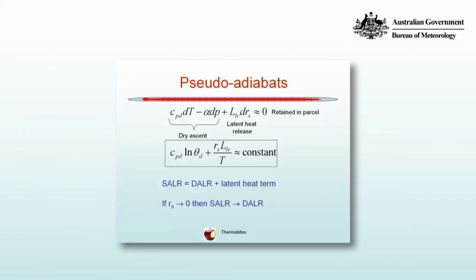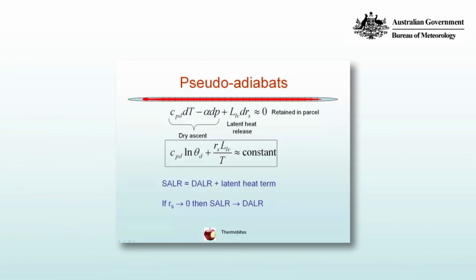Thinking about that from an energetics point of view, if we write the full equation that gives us our energy budget, we've got the Cp dT minus alpha dp. That's a form of the first law, which gives us dry ascent. You integrate that and you get the first term. But then we have a term that involves latent heat from liquid to vapor, L subscript LV, and then dRs. So changes in the saturation mixing ratio of the parcel as it rises, and we assume that that's contained within the energy budget. That is, it's retained in the parcel.